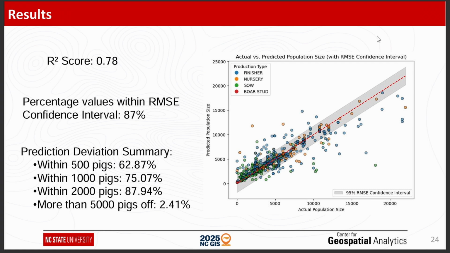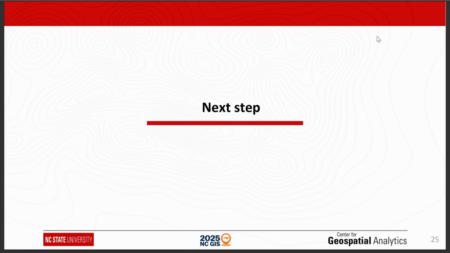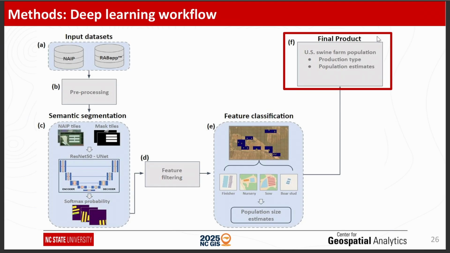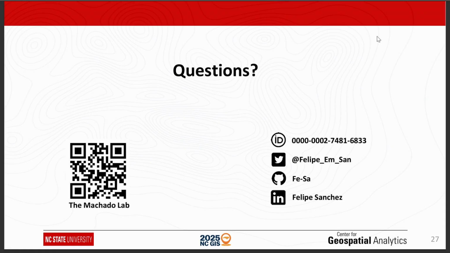We're still tweaking this model a little bit. There's potential for improvements, but overall we're pretty content with the results. Our next step is just letting it run and predicting it for the entire U.S., which will take a lot of computing power, not necessarily time, leaning on the high performance computers at NC State for this. But other than that, I'm open to some questions. Thank you for your time.